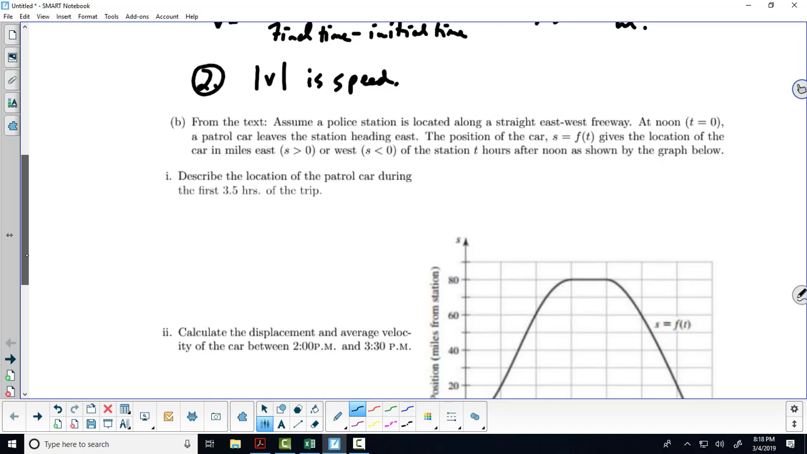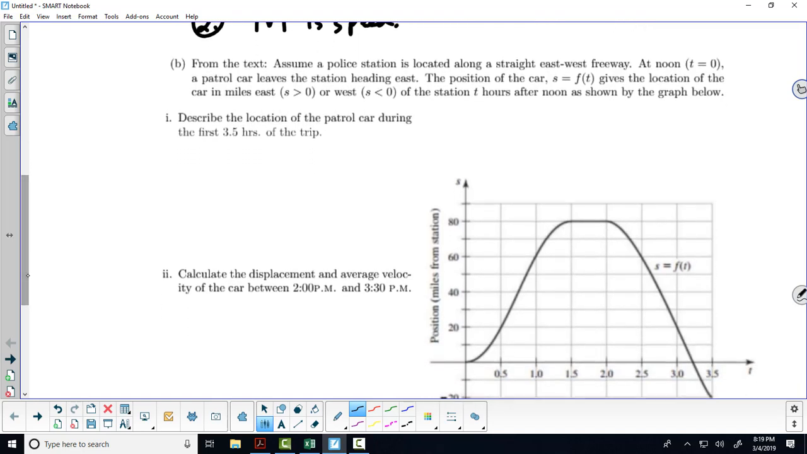So let's look at this example here. I'm not going to spend a whole lot of time on it. We've got a patrol car that leaves the police station at noon. So at noon, the patrol car leaves the police station, heading east. Now, his or her position is given by this function s here.